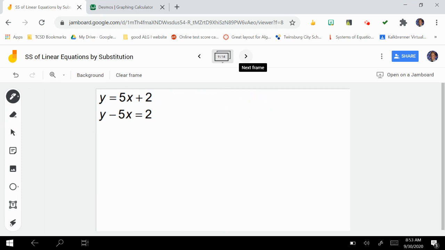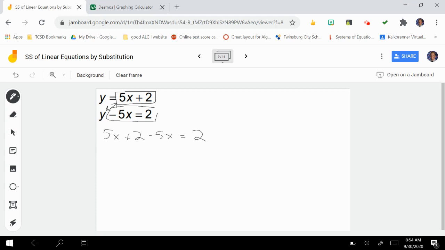y equals 5x plus 2, and y minus 5x equals 2. So stop, look, which one is solved for? The first equation says y equals, good, so wherever we see a y in the second equation, we're going to substitute 5x plus 2 in its place. So I'm going to substitute this for that. So instead of y in this second equation, I'm going to write 5x plus 2. And now I'm going to copy the rest of this down, which is negative 5x. Don't forget that negative, very important.